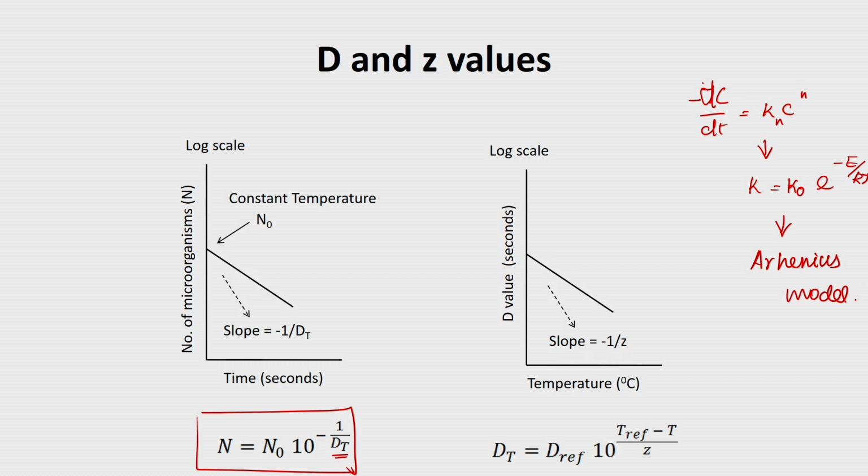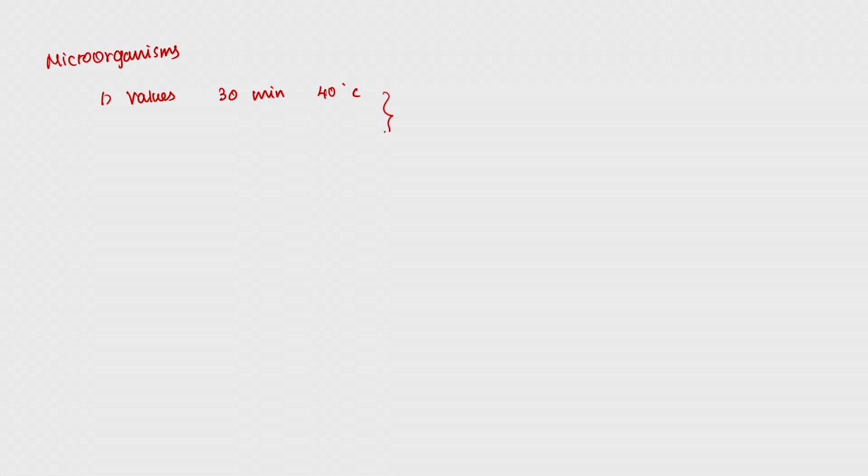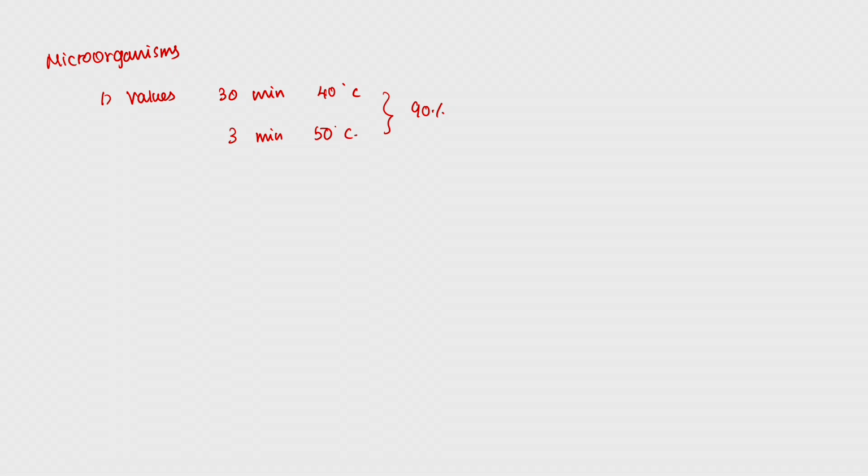Now I will give one example. For a particular microorganism, it takes a D value of 30 minutes at, say, 40 degrees, and it takes 1 log reduction, right. 1 log reduction is nothing but something like 90%. Then I put 3 minutes at 50 degree centigrade. So what is my Z value? I already told you, 1 log reduction in D value, so this is nothing but 10 degree centigrade, isn't it?